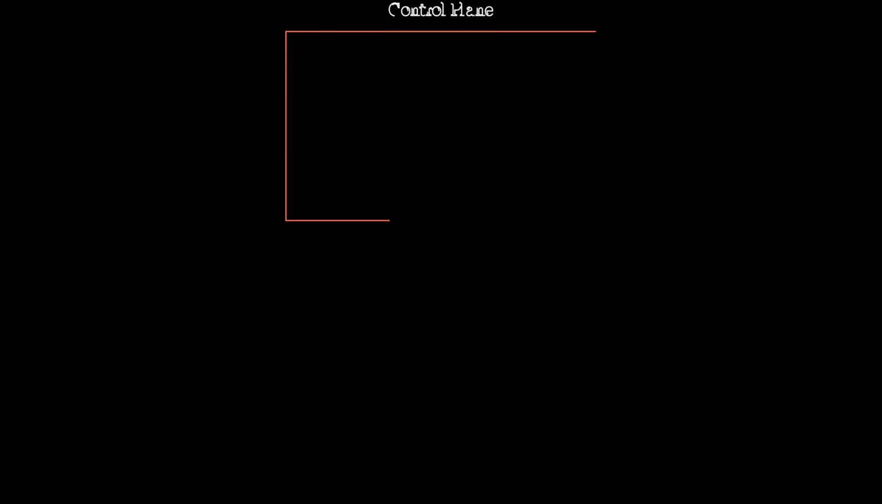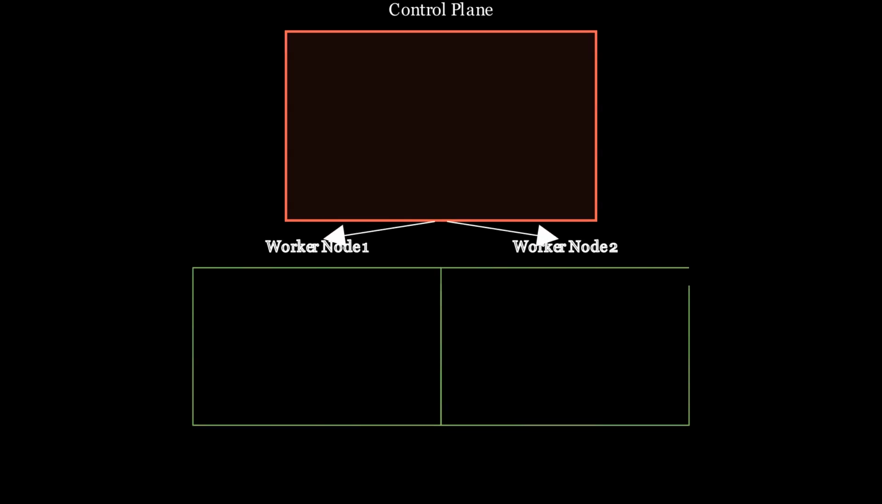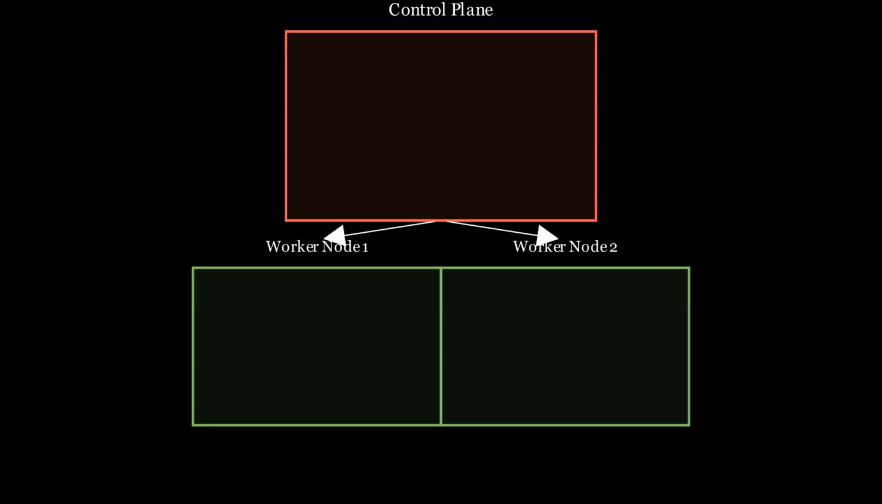Let's now visualize how these components work together in a complete Kubernetes cluster architecture. At the top, we have the control plane, shown here in red, which manages the entire cluster. Below the control plane, we have worker nodes, shown here in green, where containerized applications run.